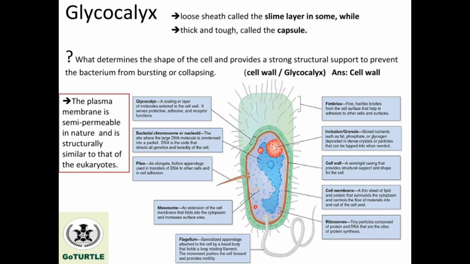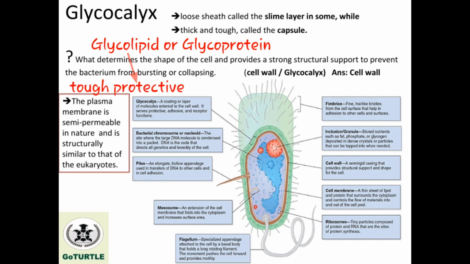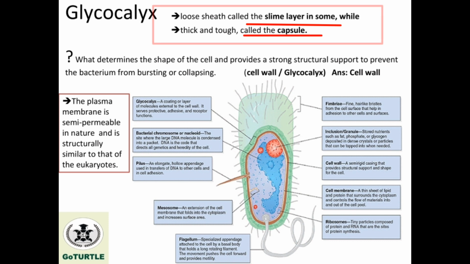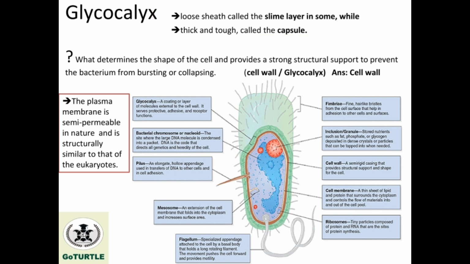So very clear, composition of glycocalyx is glycolipid or glycoproteins, and the lipid part makes it tough or protective, and the protein part helps it in reception or it helps in interaction. So we can understand here that the glycocalyx layer also enables the envelope to retain water. So it is slimy layer or can be also capsulated. Hence the function here written is protective, adhesive and reception.